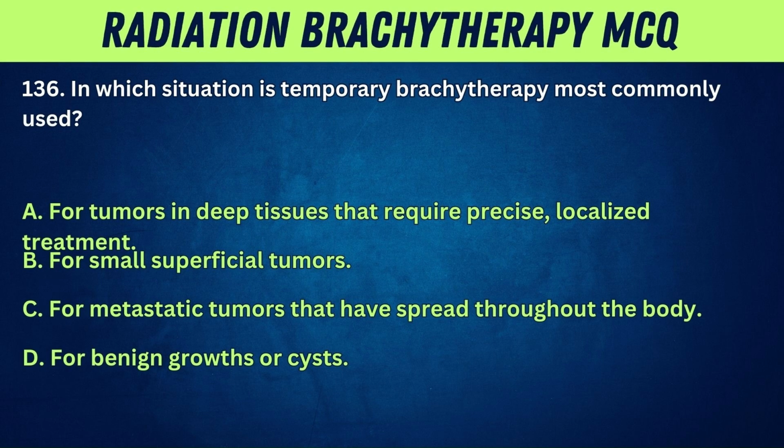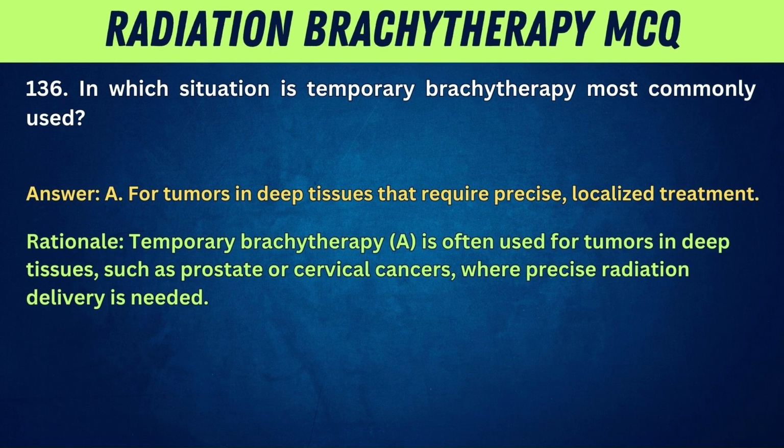136. In which situation is temporary brachytherapy most commonly used? A. For tumors in deep tissues that require precise, localized treatment. B. For small superficial tumors. C. For metastatic tumors that have spread throughout the body. D. For benign growths or cysts. Answer: A. For tumors in deep tissues that require precise, localized treatment.